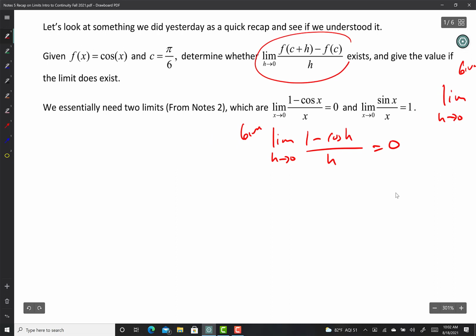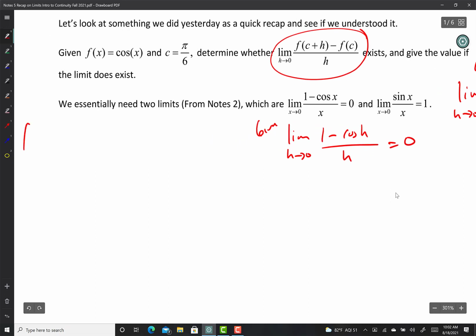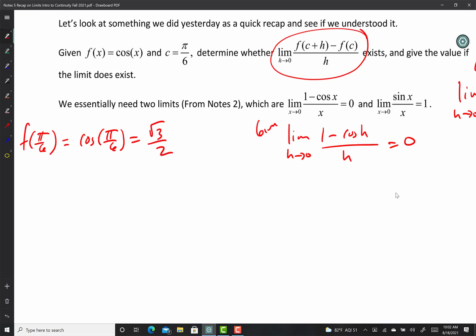Cool? Alright. So what do I need? I'm looking at this, and it looks like I need f of pi over 6. That's what f of c is. So f of pi over 6 is cosine of pi over 6. And cosine of pi over 6 is? Yes, square root of 3 over 2. And that's it. Alright, next. I need f of pi over 6 plus h. We still okay? That is cosine of pi over 6 plus h.